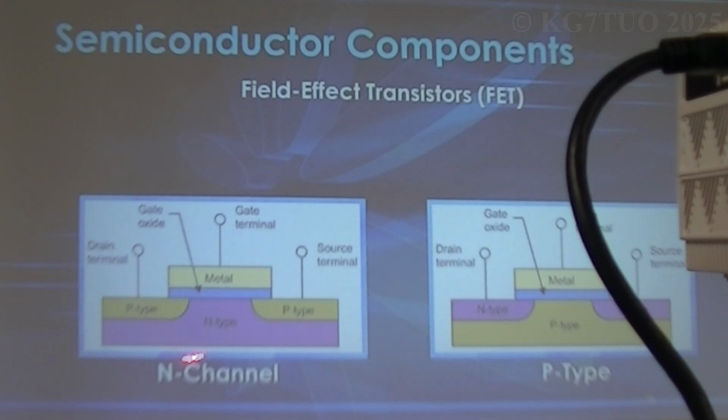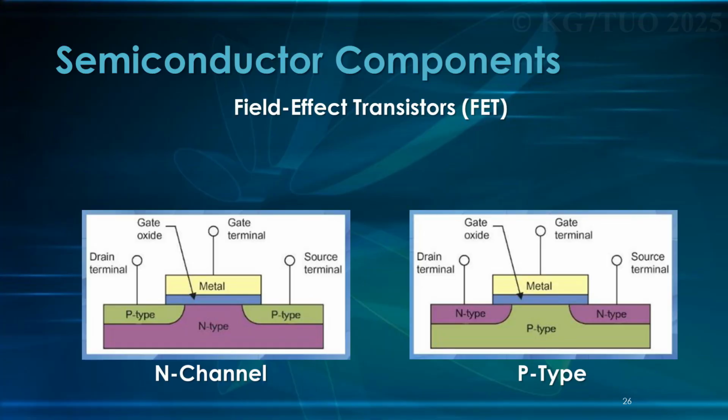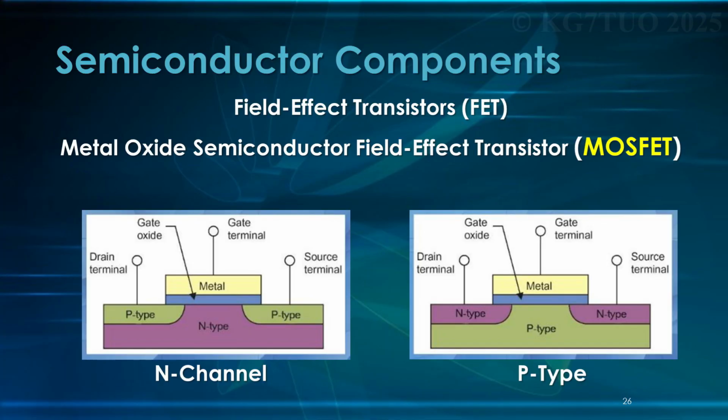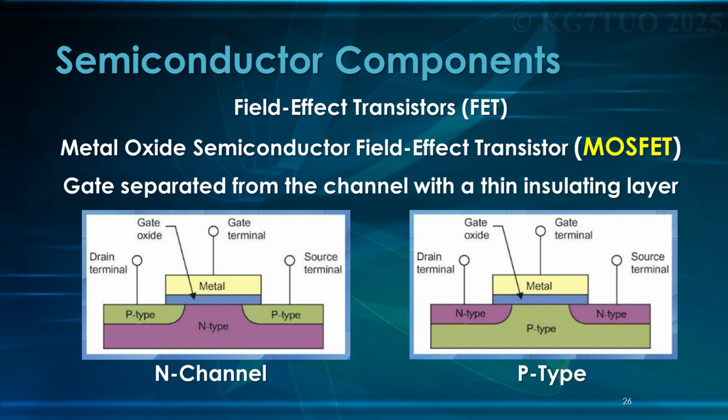So we have an N channel. Ooh, that's hard to read. So N channel, this side here is an N-type material, and the P-type is up here. This one has the P-type down here, and the N-type up here in the purple. And then this is the gate. It's an oxide, and then this is the gate terminal. It allows the current to flow across to this point, depending upon the signal that comes into the gate. Metal oxide semiconductor field effect transistor, or MOSFET, which is on the test. The gate is separated from the channel with a thin insulating layer, which is that gate oxide there.